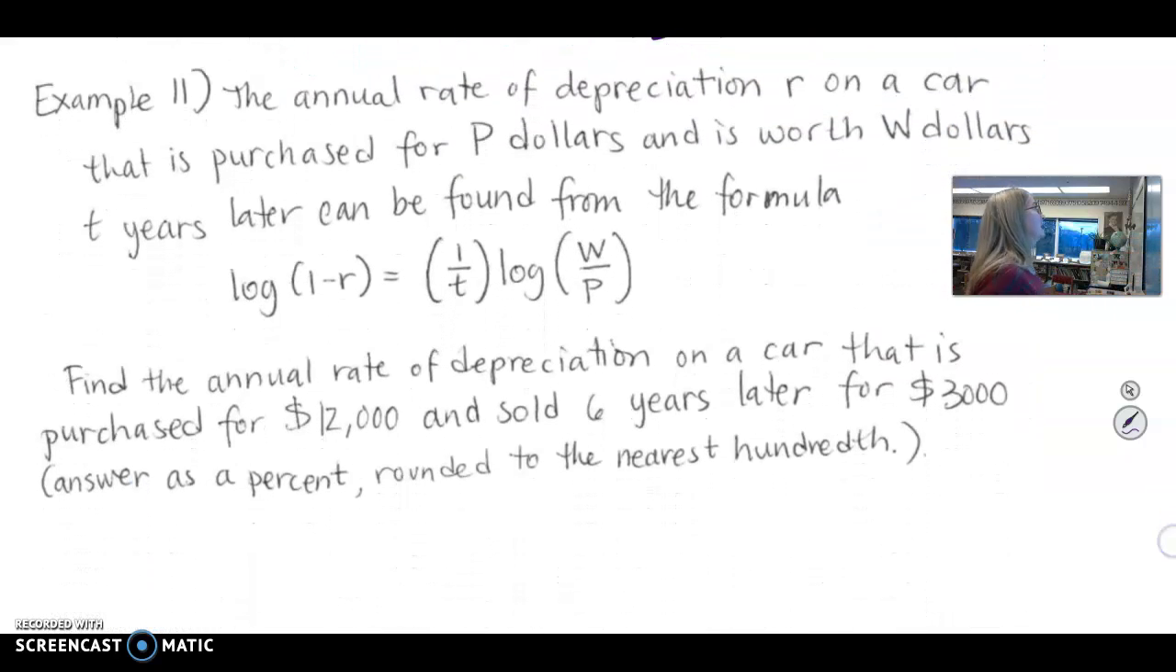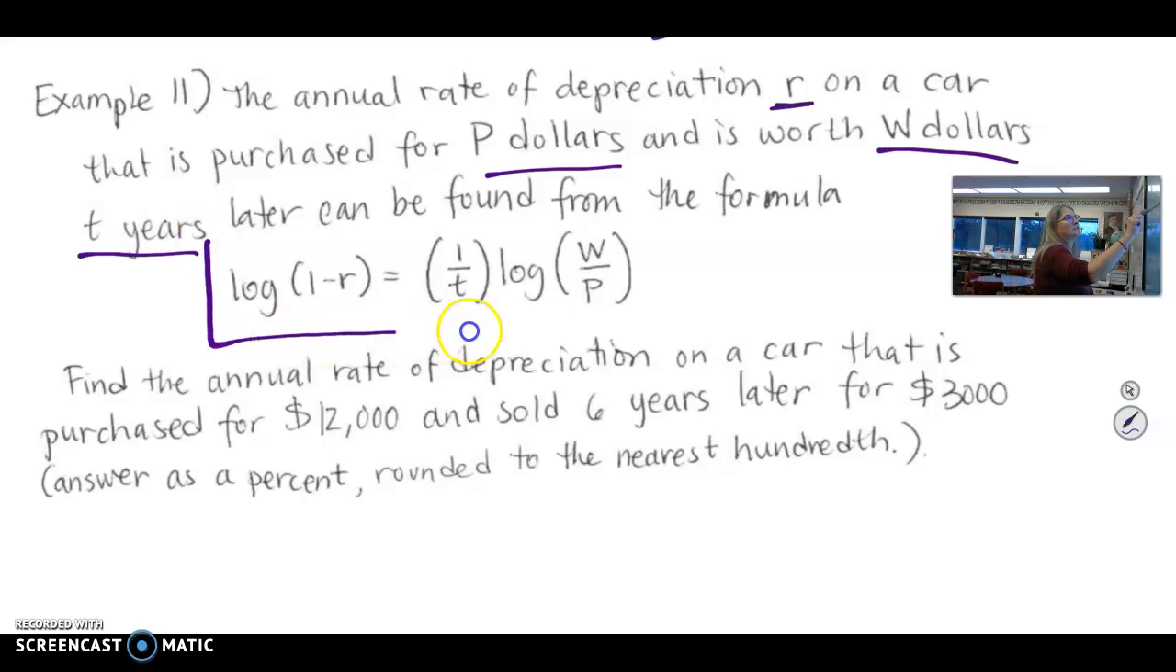All right, so again, go ahead, pause the video, and read through this problem, so that you understand what it is we're trying to find, and then see if you can do it on your own. I'm going to go through it right now, but you should try to do it on your own first. So the annual rate of depreciation R on a car that's purchased for P dollars. Pay attention to what we're talking about. The annual rate of depreciation is the R. It's purchased for P dollars, and it's worth W dollars T years later.